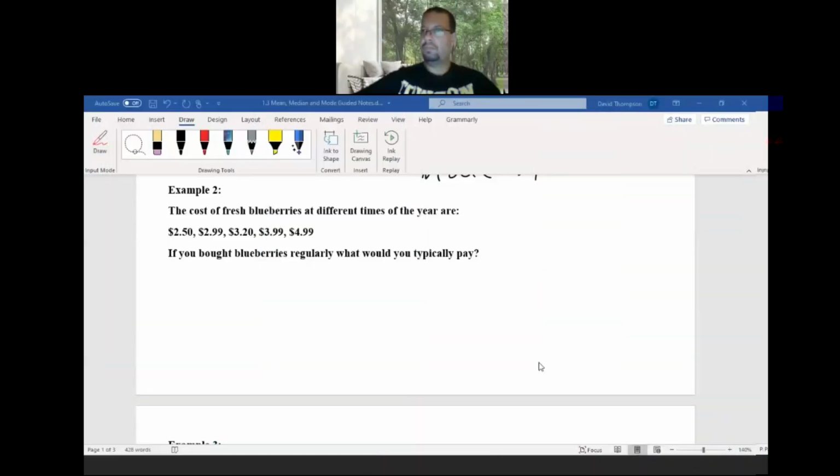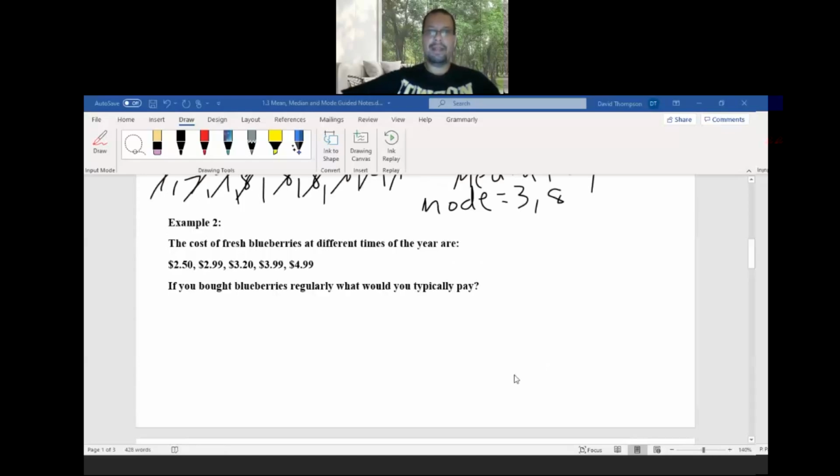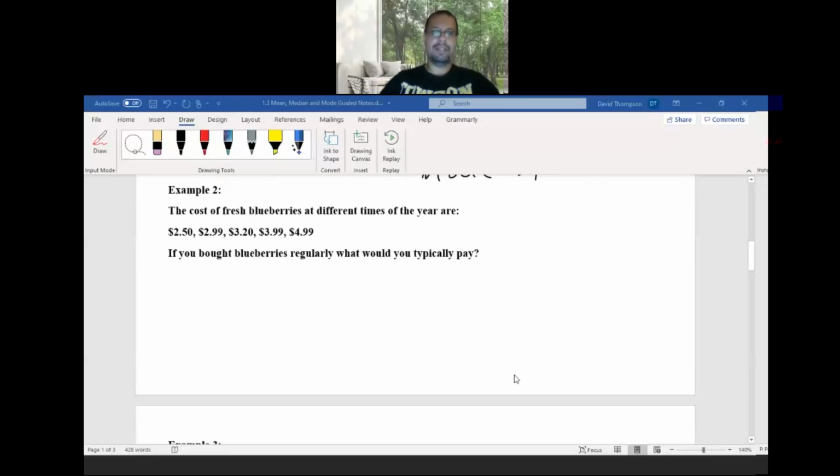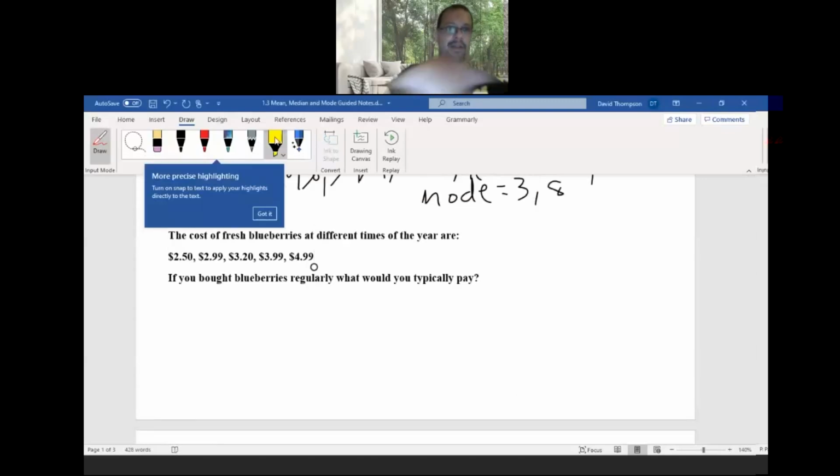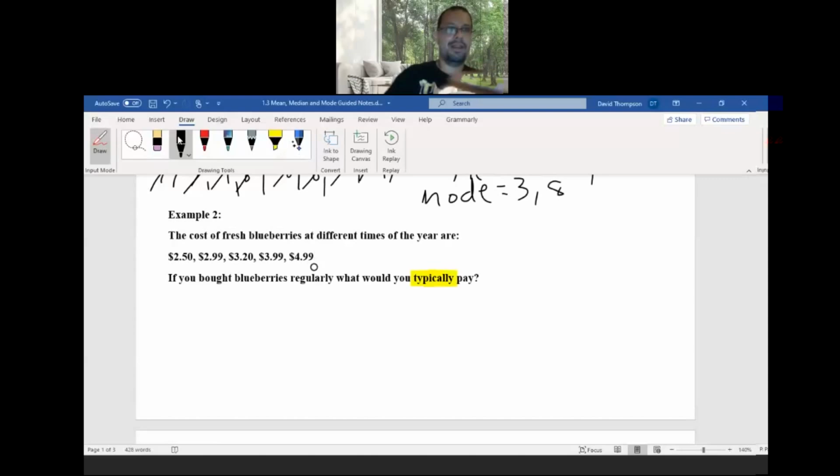The cost of fresh blueberries at different times of the year are $2.50, $2.99, $3.20, $3.99, and $4.99. If you bought blueberries regularly, what would you typically pay? In this problem, when we use the word typically, it implies mean.